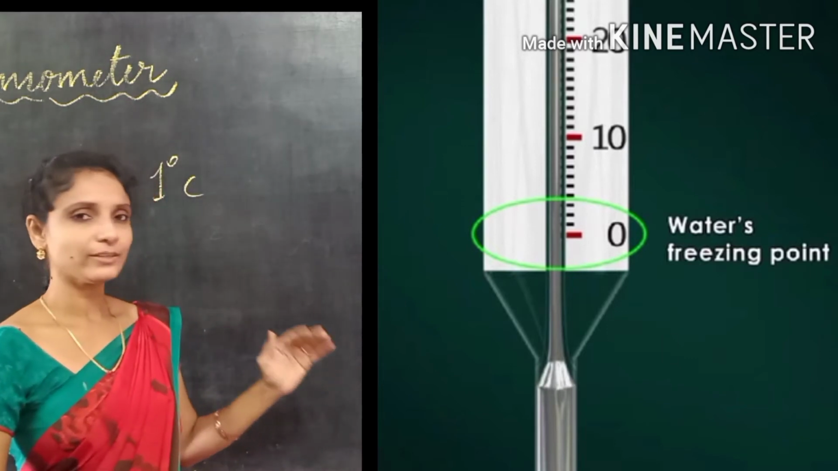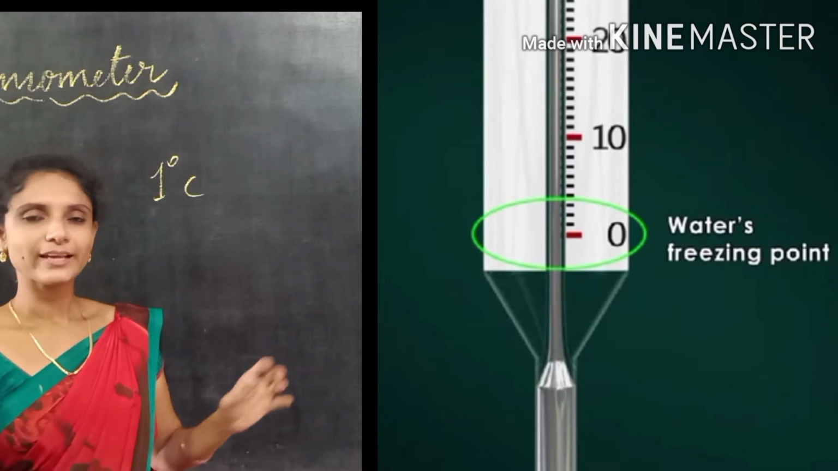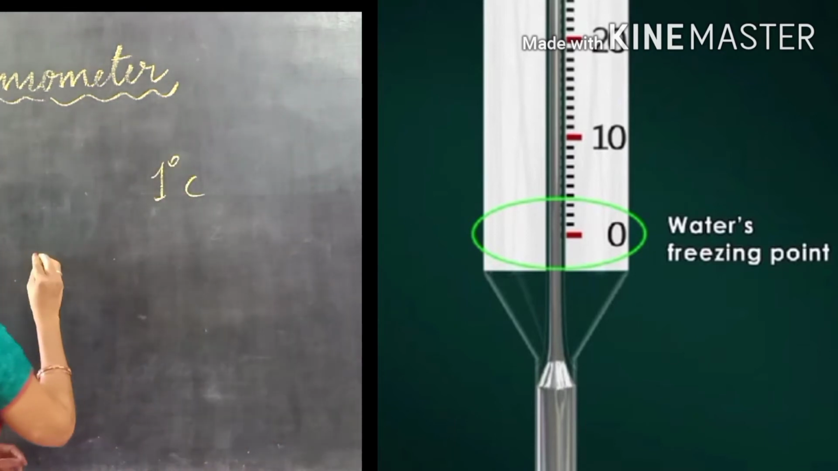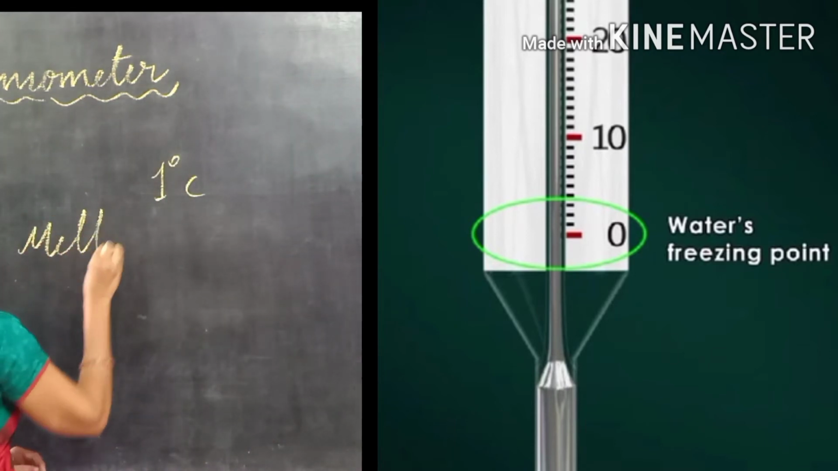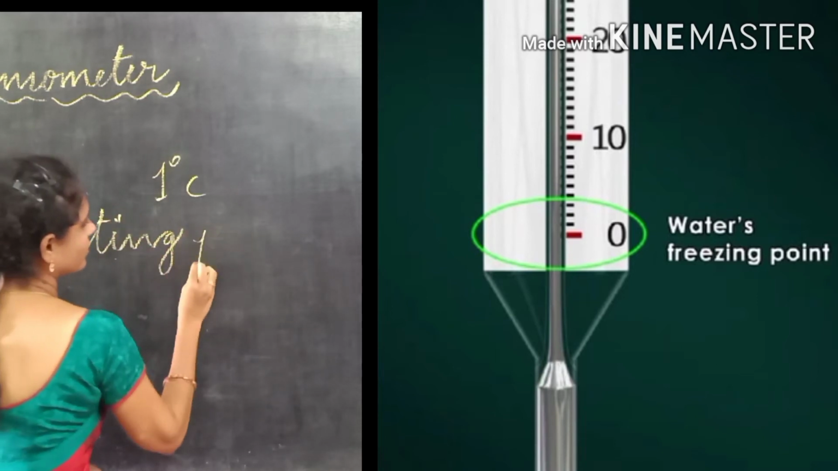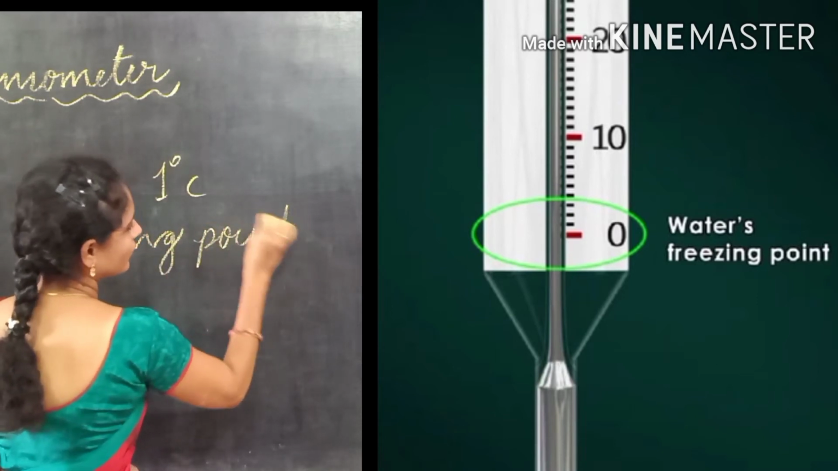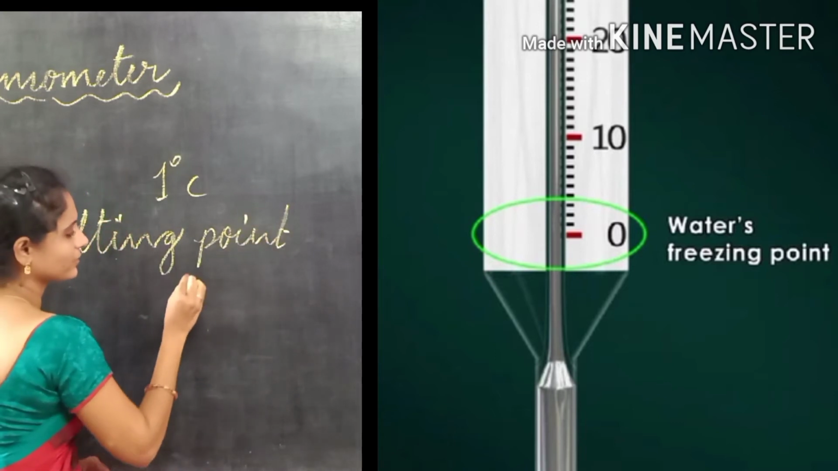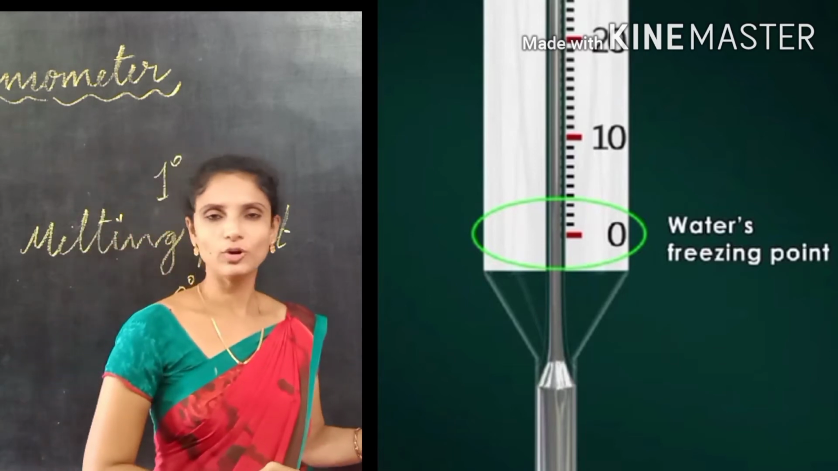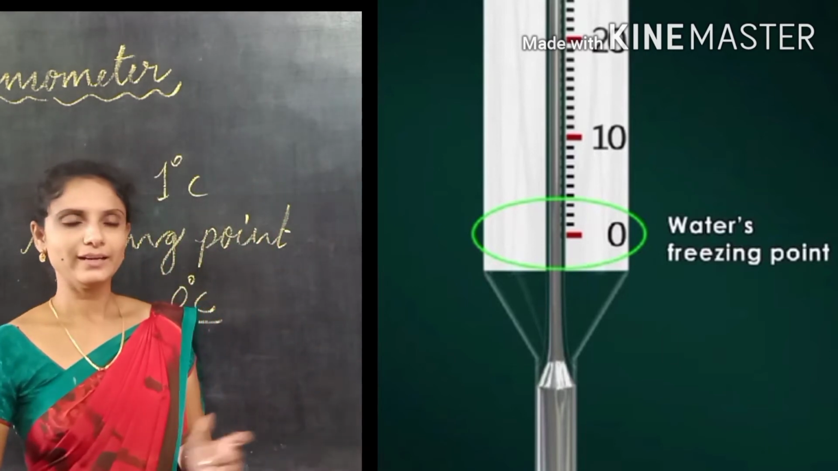The point where ice melts is called the melting point of ice. So what do we call that? Melting point of ice. What is the melting point of ice? 0 degrees Celsius. So this is called the melting point of ice.